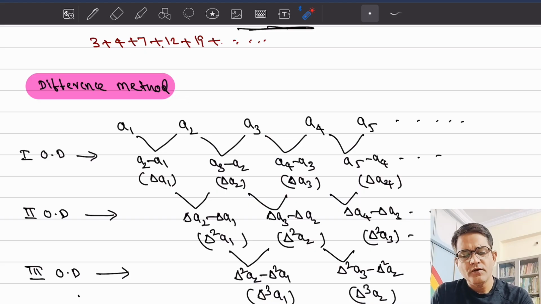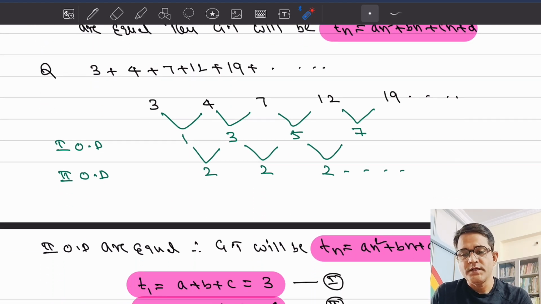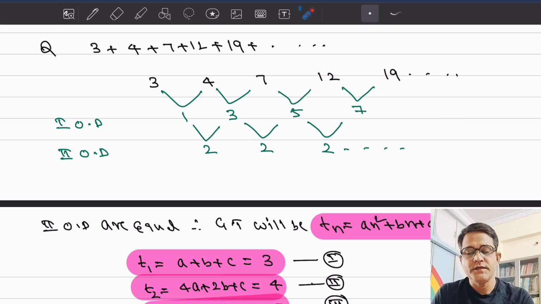So we solved one problem also. The question was like this: 3 plus 4 plus 7 plus 12 plus 19, etc. Find the nth term and sum of n terms.